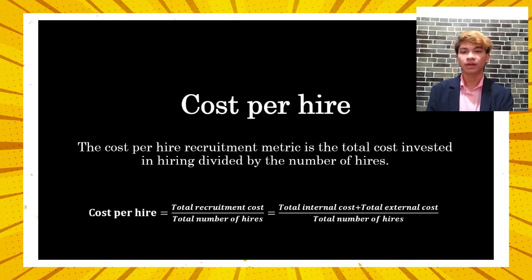Next one is the cost per hire. The cost per hire recruitment metric is the total cost invested in hiring divided by the number of hires. Cost per hire consists of multiple cost structures, which can be divided into internal and external costs. By quantifying all of them, you can calculate the total recruitment cost.